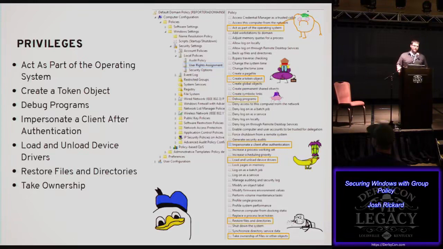The biggest ones, we'll go into these in a little bit of detail, but debug programs: unless you're a programmer or someone in IT in this room, your normal users do not need the ability to debug a program, period. Impersonate a client privilege, take ownership over files, restore files. Why do users ever need to do that? They typically don't.